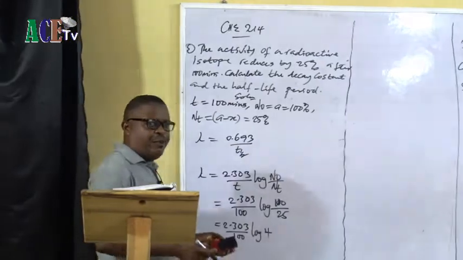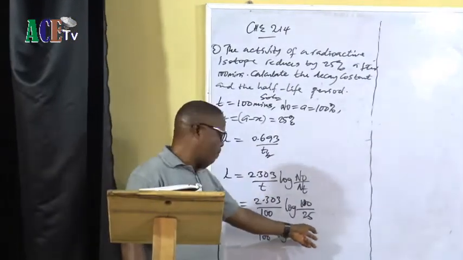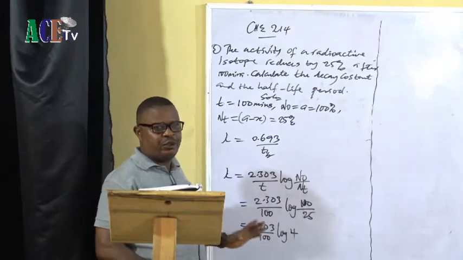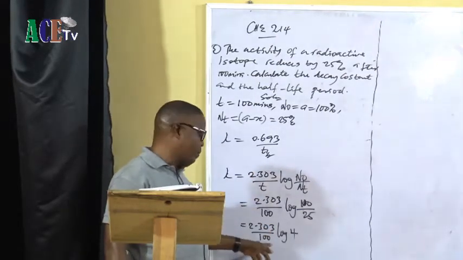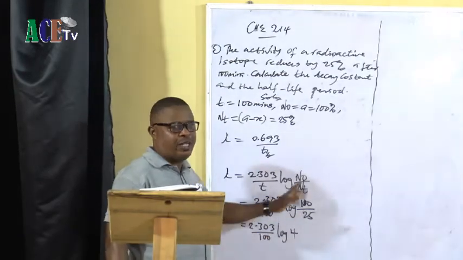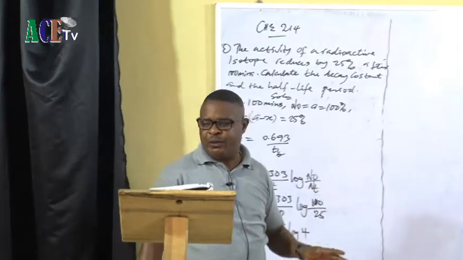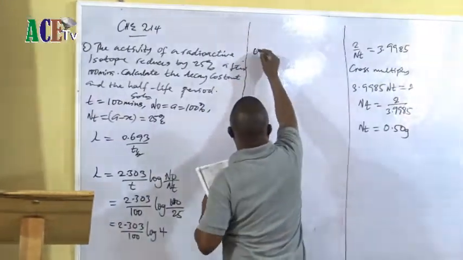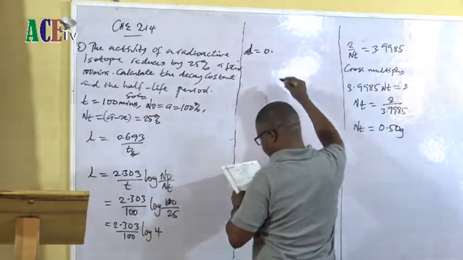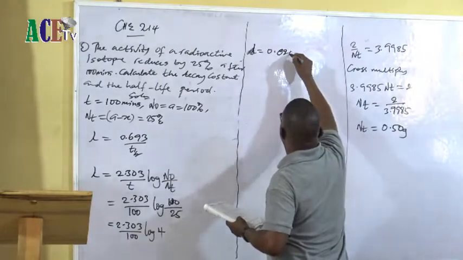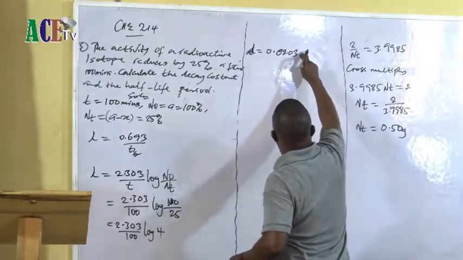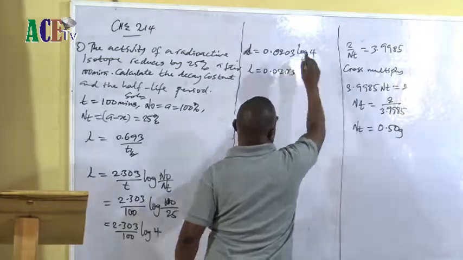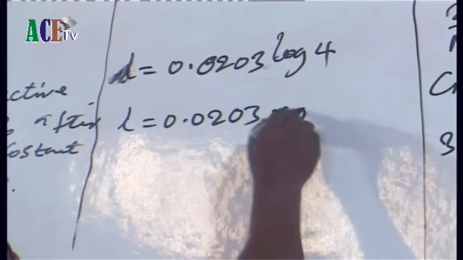At this junction, you can use different methods. You can check for the logarithm of 4, multiply it by 2.303 and divide the product by 100. It will give you your answer. Or you first divide 2.303 by 100 and multiply the result by the logarithm of 4. It will as well give you your answer. So if I divide this, my lambda is equal to 0.0203 times the logarithm of 4, which is 0.6021.